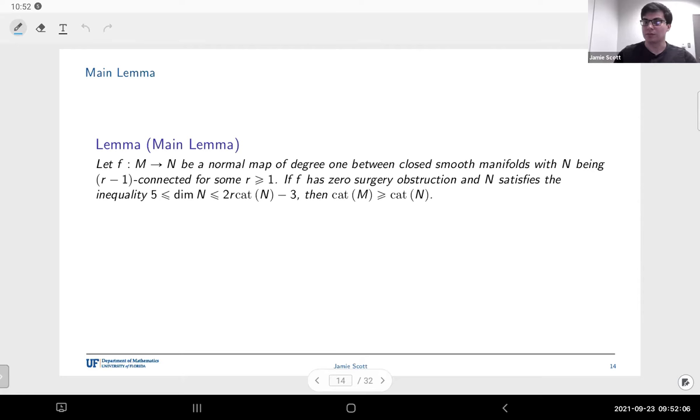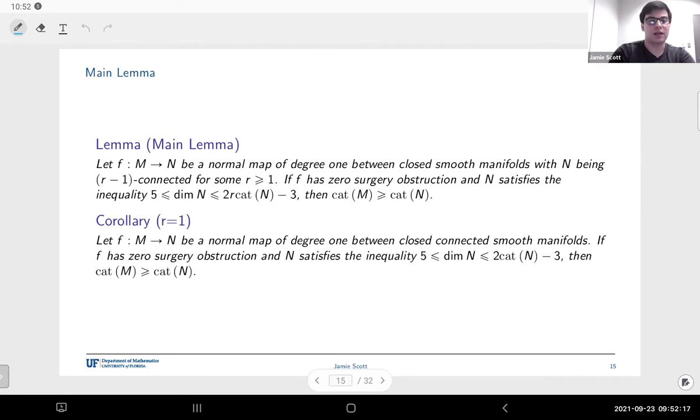Okay. And so what we're going to do here, I think on the next slide, yeah, in the case r equals 1, so if we take the r out of this inequality to make it a little less confusing, it reduces to: if the dimension of N is less than or equal to twice the category minus 3, then we can conclude that the category of M is at least as big as the category of N.